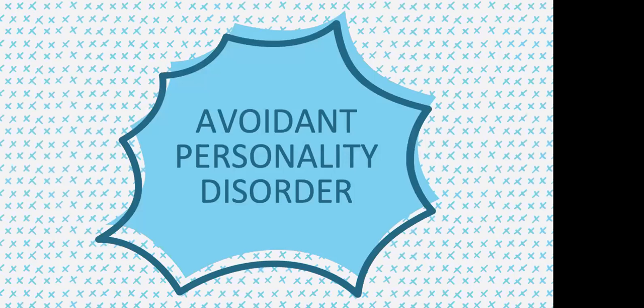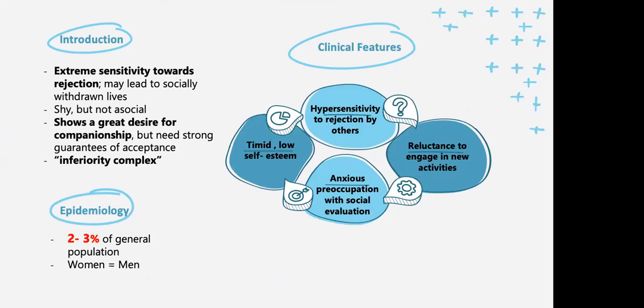For avoidant personality disorder, the individual has extreme sensitivity towards rejection, causing them to be reluctant to engage socially. So it may lead to socially withdrawn lives. They are shy but they are not asocial. Compared to schizoid personality disorder, they show a great desire for companionship. They want to be in a relationship, but they need an unusually strong guarantee of acceptance. Because of this, they are commonly referred to as having an inferiority complex.